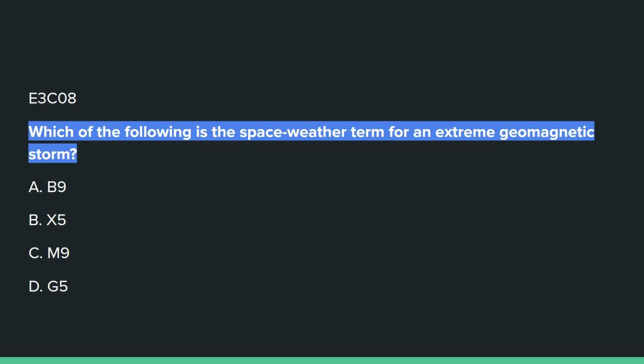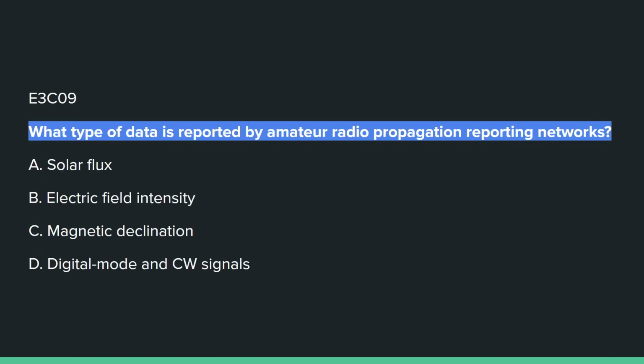E3C08, which of the following is the space weather term for an extreme geomagnetic storm? D, G5. E3C09, what type of data is reported by amateur radio propagation reporting networks? That's D, digital mode and CW signals.